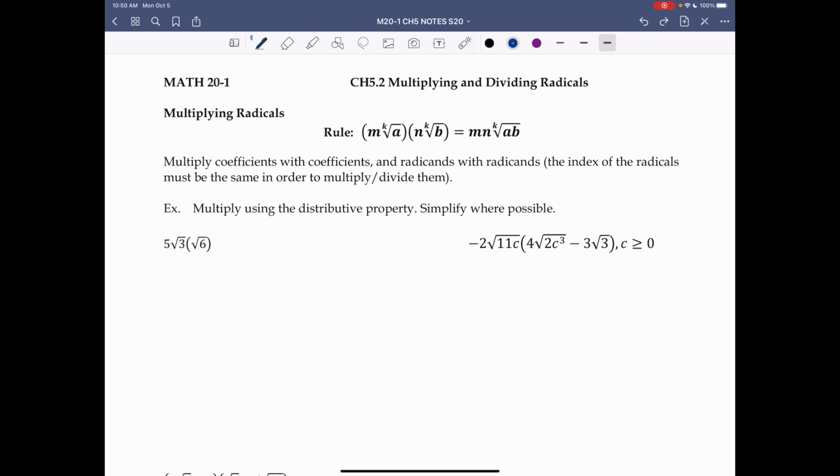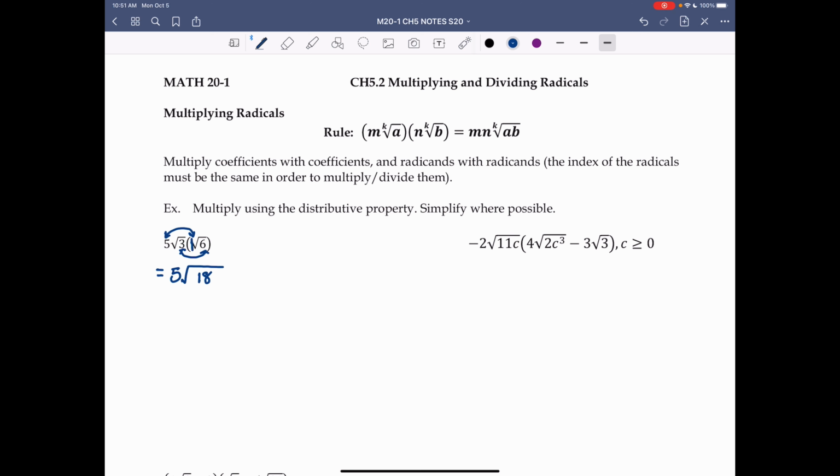5 square root 3 times the square root of 6. Multiply the coefficients times the coefficients. For a square root that doesn't have a coefficient, it just means it's 1. 5 times 1 is 5. And then they're both square roots, so we can multiply them. 3 times 6 is 18. We have 5 times the square root of 18. We want to simplify this.